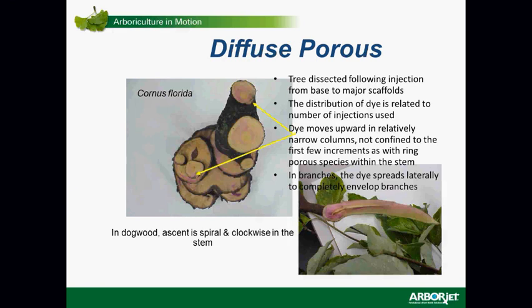And then you can see in the picture on the lower right, the dye occurred pretty much completely within the smallest twigs that we dissected. So we got pretty complete dye movement, and it was part of the research that we did early on to determine the number of injection sites around the tree.